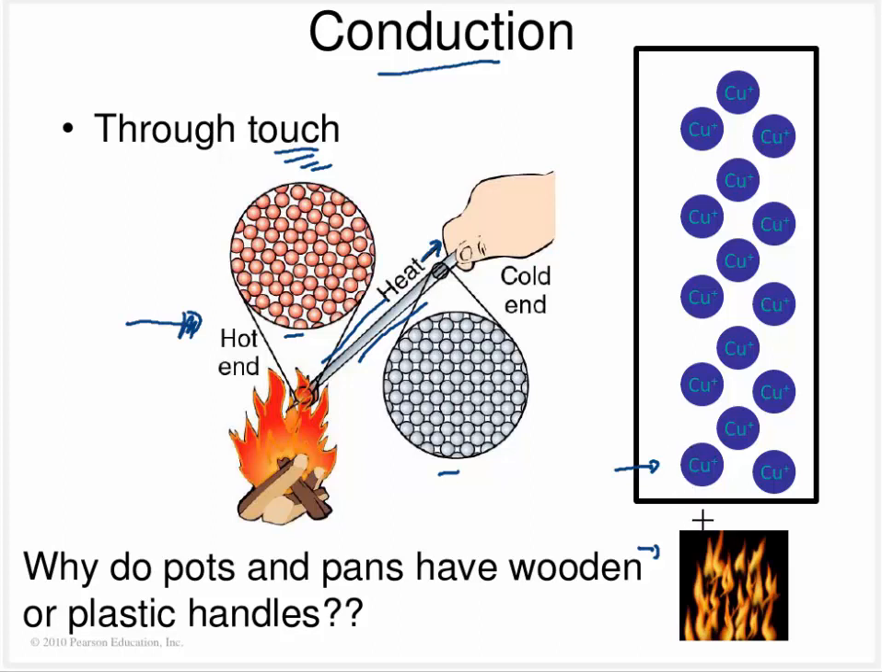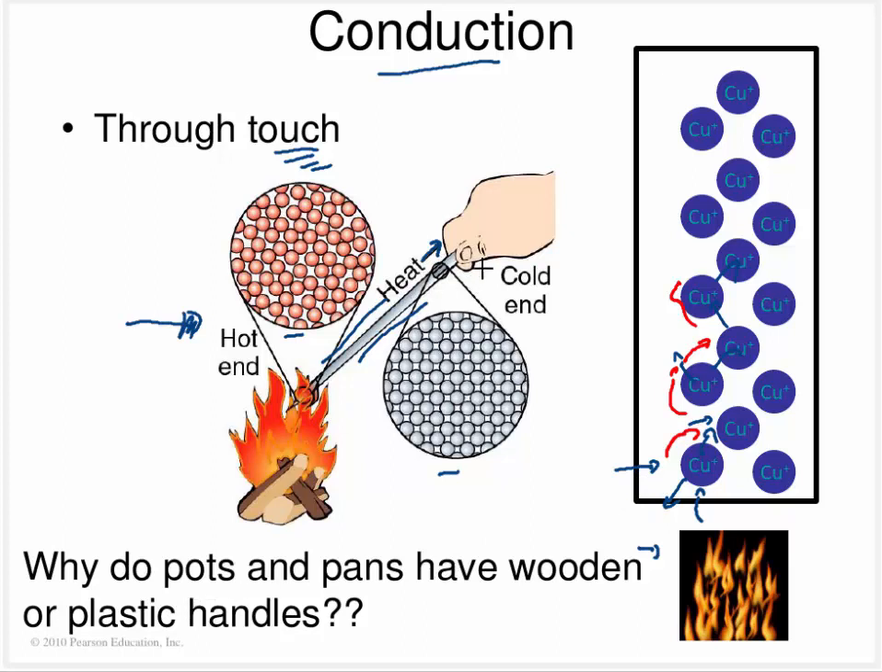Well, two things are going to happen. First of all, these are going to start to wiggle a lot faster, and this one's going to bump into this one, that one's going to bump into this one, and so on and so forth. And so these are bumping into one another, and they're also passing electrons around. This one's going to pass an electron to this one, which passes it to this one, and so on, and those electrons are actually going to carry some heat energy as well.